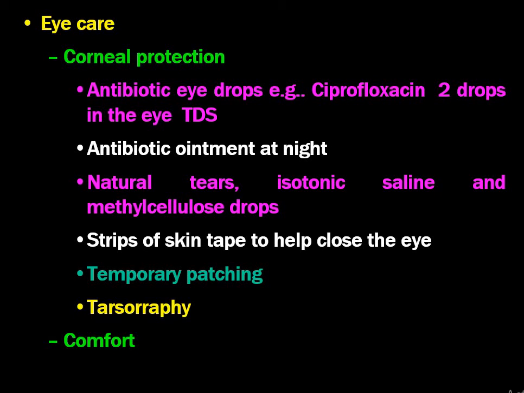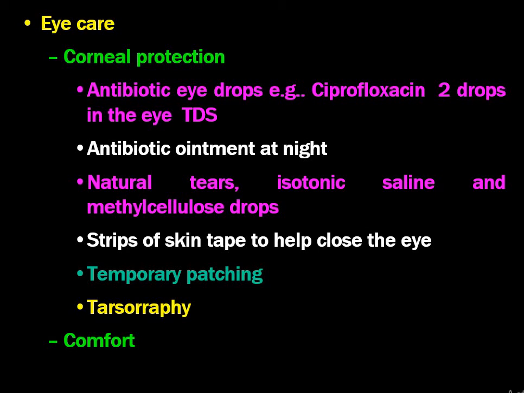Antibiotic eye drops like ciprofloxacin are given, 2 drops in the eye 3 times a day. Antibiotic ointment is given at night to avoid exposure keratitis or foreign bodies entering the eyes. Natural tears, isotonic saline, and methylcellulose drops are important to reduce the dryness of the eyes. Strips of skin tape to help close the eyes can be given, and the patient might be given temporary patching and tarsorrhaphy.